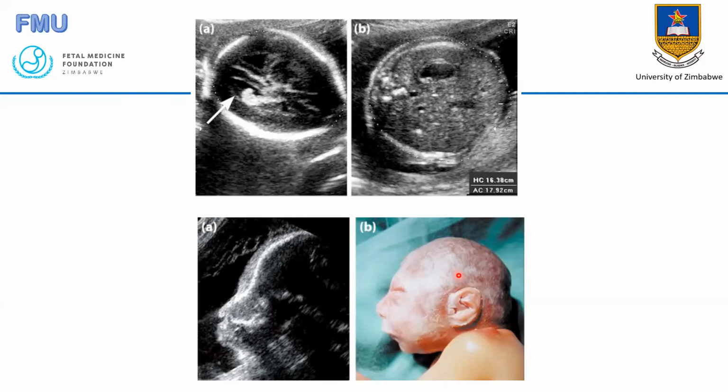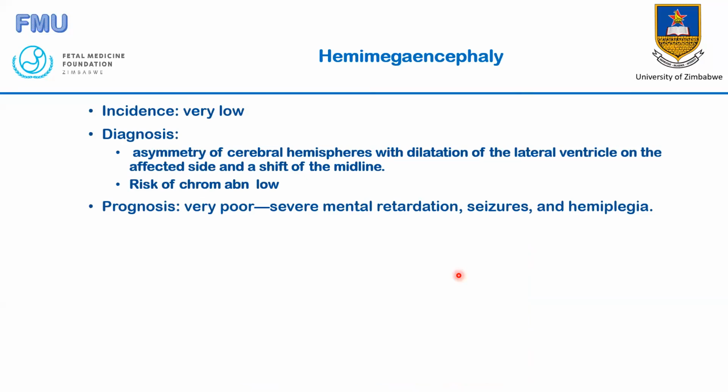Hemimegalencephaly. I know these may be new terms, but we have to learn them, although in fetal medicine the incidence of hemimegalencephaly is very low. What is it? It is an asymmetry of the cerebral hemispheres with dilatation of the lateral ventricles on the affected side and a shift of the midline. The risk of chromosome abnormality is very low. Prognosis is very poor with severe mental retardation, seizures, and hemiplegia. Hemiplegia means paralysis of one side of the body.